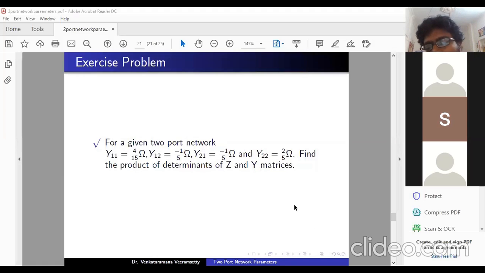At least one person, if you are able to give the answer, then okay. The remaining people, if you are unable to complete within the next 5 minutes, not a problem, you can solve later. But if at least one student is able to give the answer, then it's fine for me. I'm requesting all students to try to solve this problem. So try to give the answer. What is the product of the determinants of both Z and Y matrices? Please, Amma. We have only 6 more minutes.